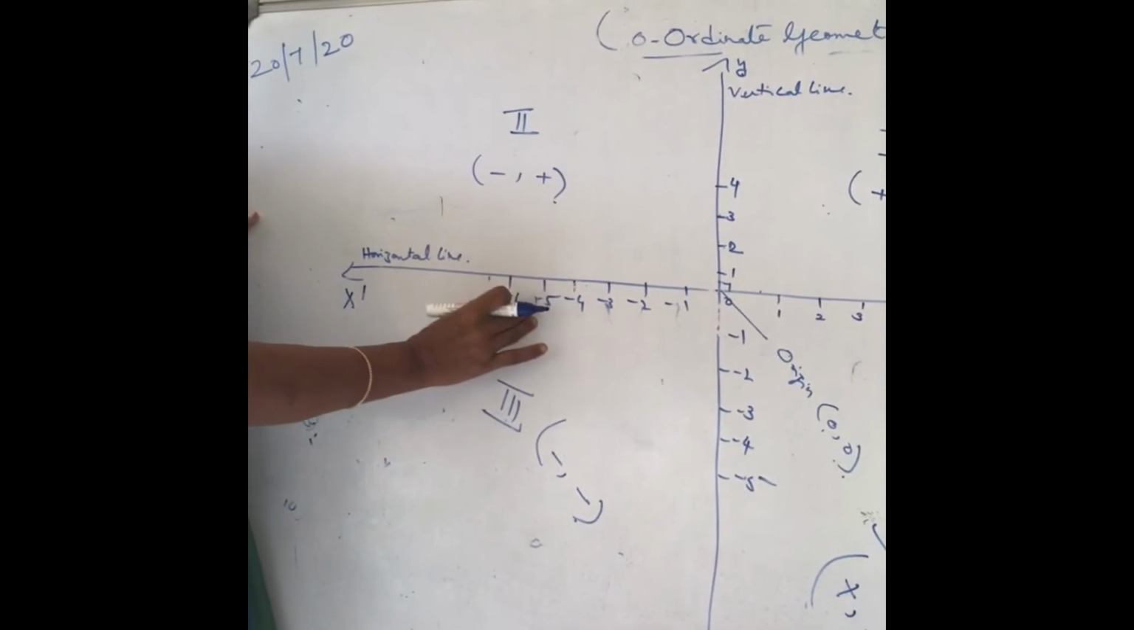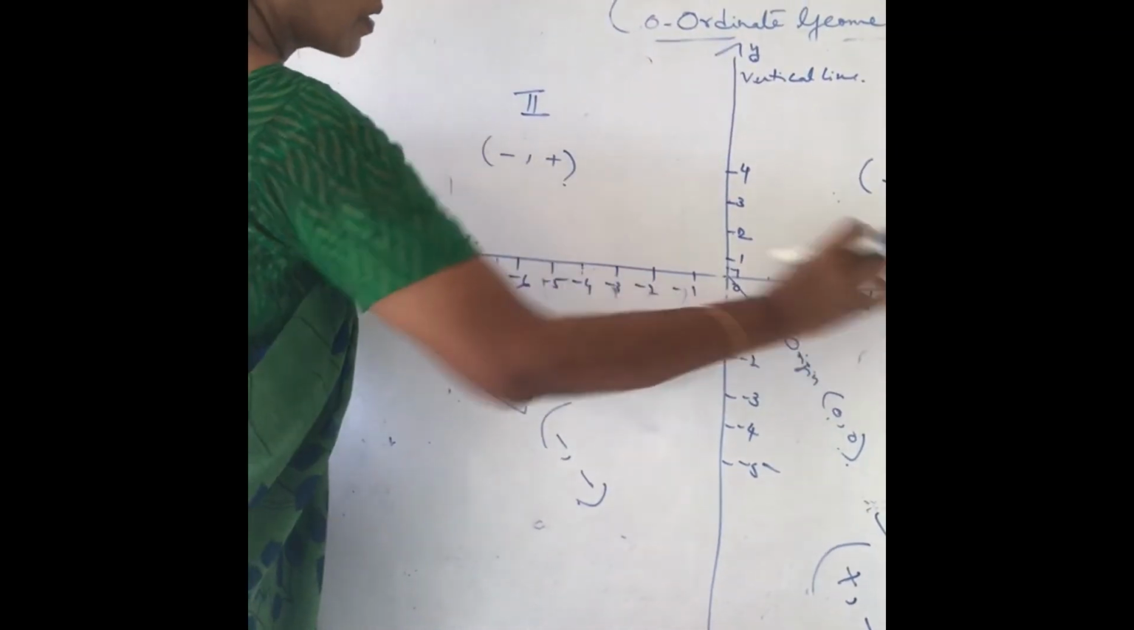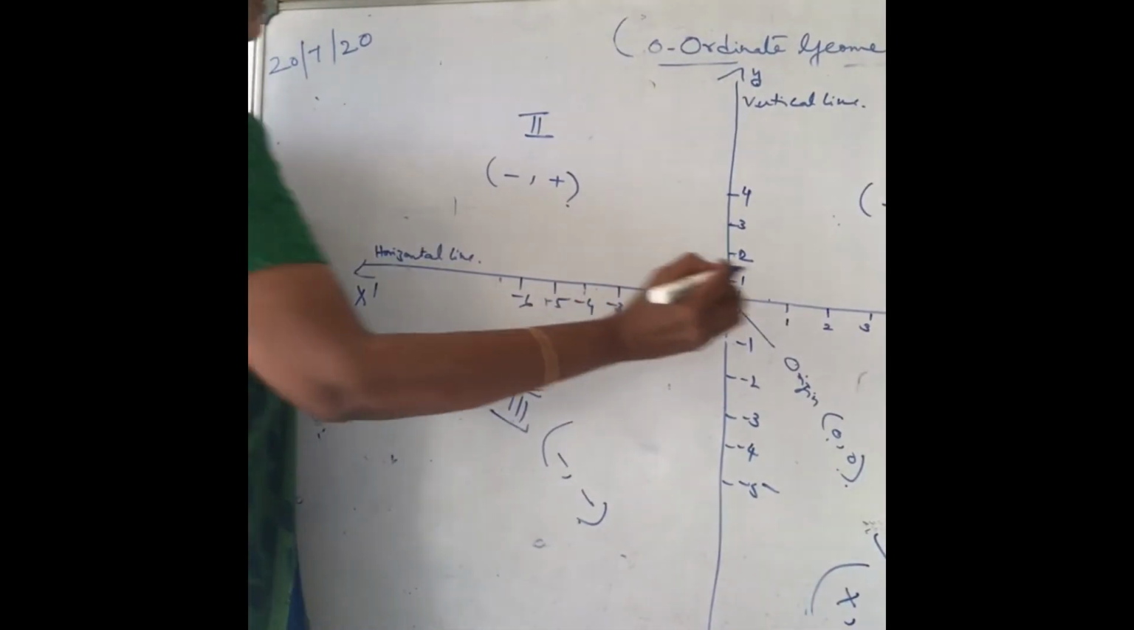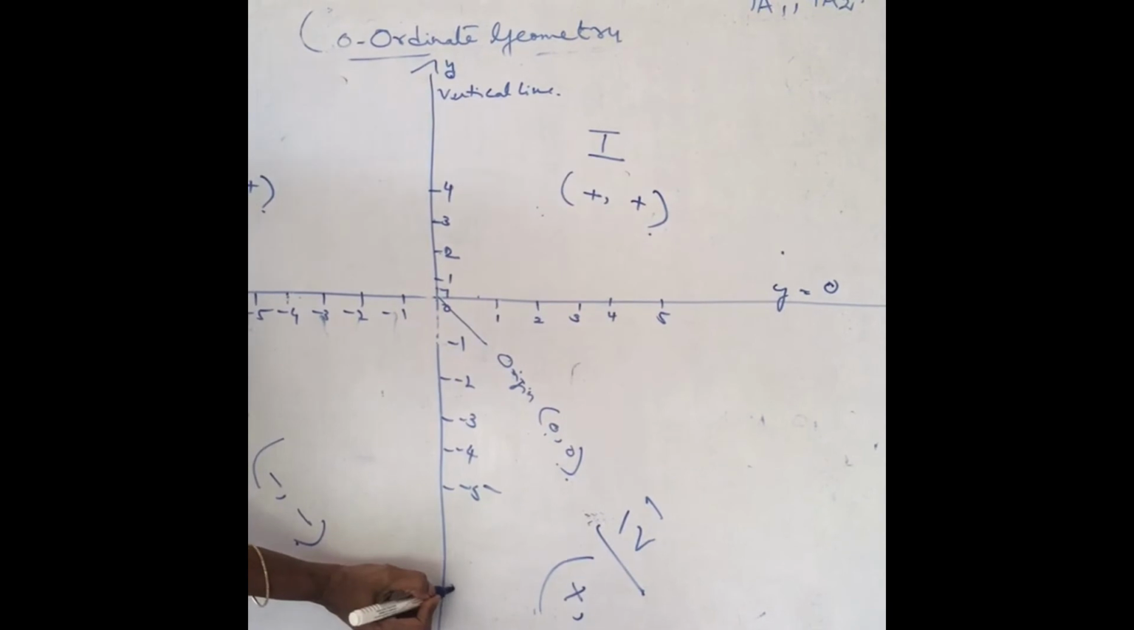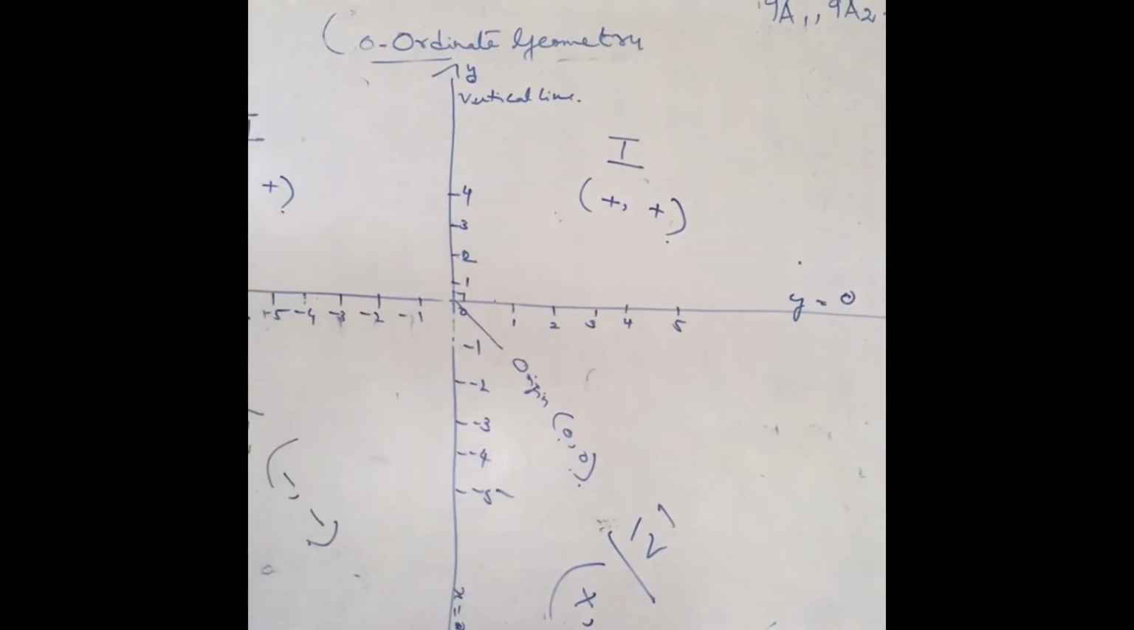On x-axis, y is equal to 0. And on y-axis, x is equal to 0.